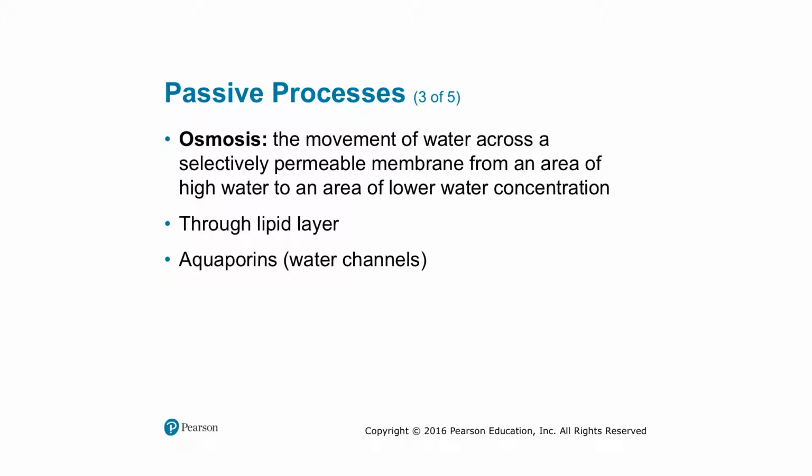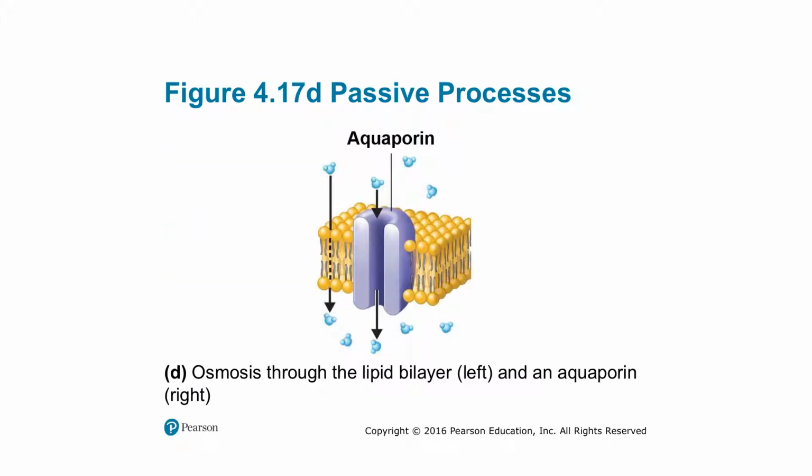Osmosis is the movement of water across a selectively permeable membrane from an area of high water to an area of lower water concentration. Generally, this is through a lipid layer, and the water channels that we use for this are what we call aquaporins. So osmosis through the lipid bilayer and an aquaporin are both here.